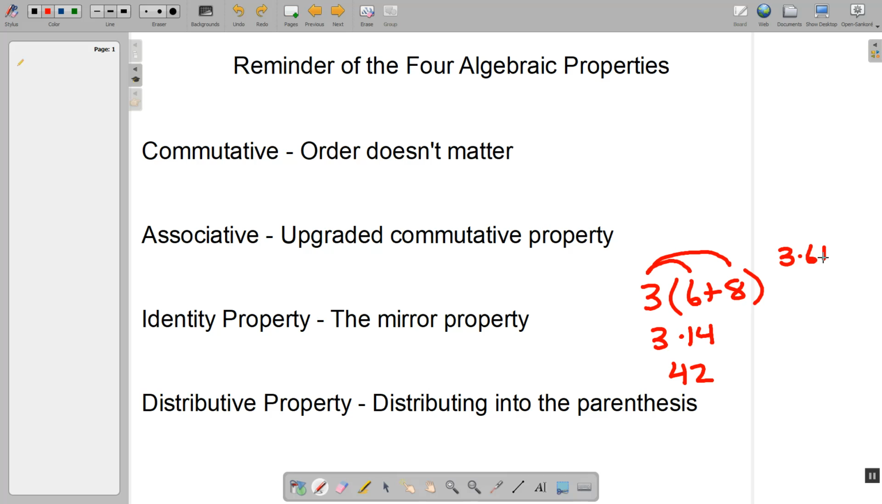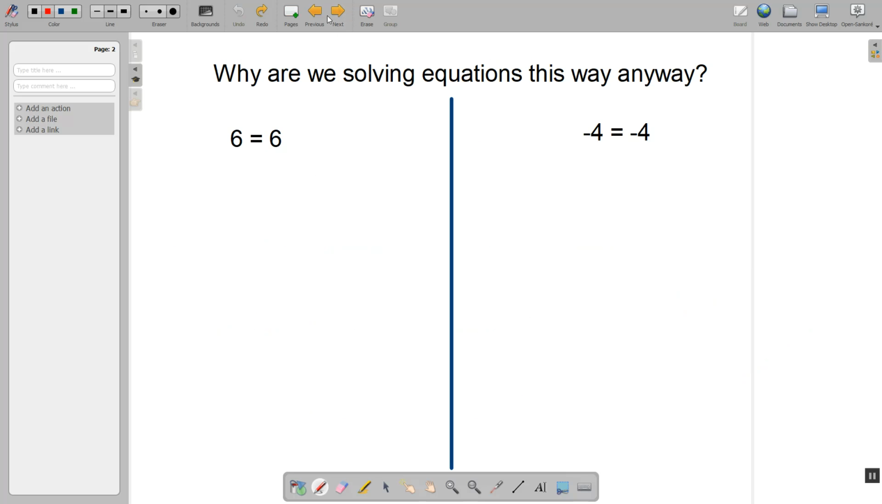However, if I do the distributive property, I distribute the 3 into each number and multiply, I get 3 times 6 plus 3 times 8. So I get 18 plus 24, which is still true. So the distributive property really is just a shortcut of something you can do the other way. But if there are variables included, the distributive property is the only way to solve the equation. So that was just a really fast review.